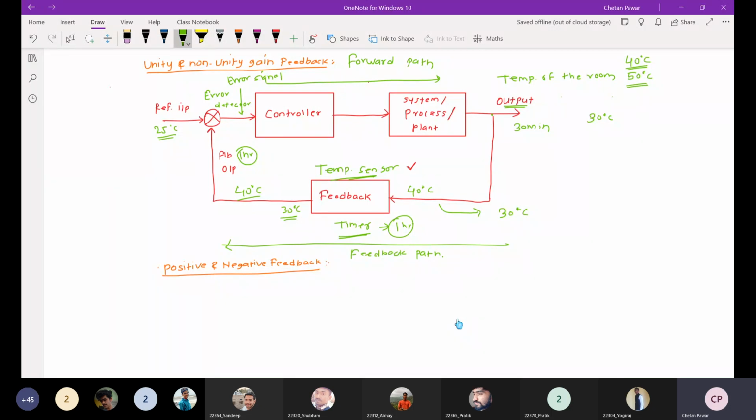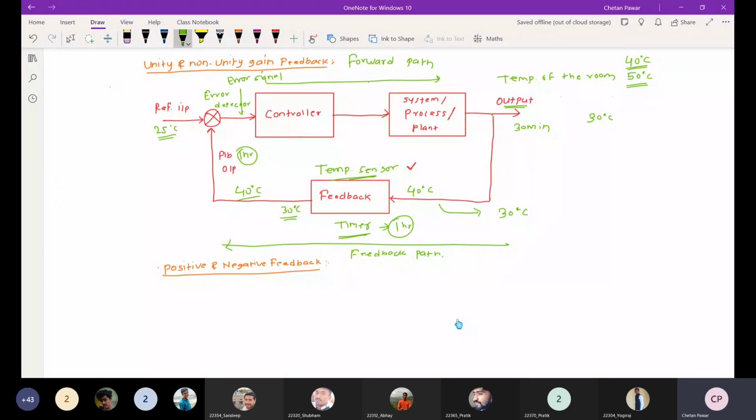Process or plant, what is that kind of thing? That is generally the process which is to be controlled, or the thing which is to be controlled by the controller. That may be a compressor, in the case of this air conditioner, right? Or the process which cools or heats the particular environment. So like this way that thing is there.